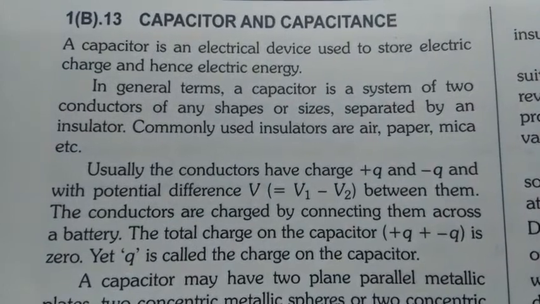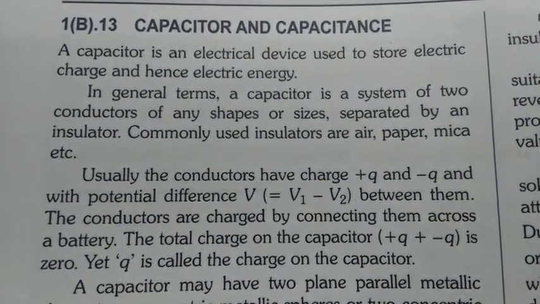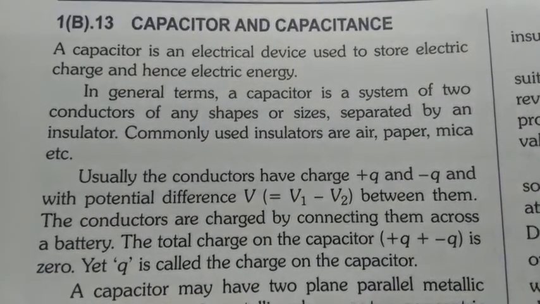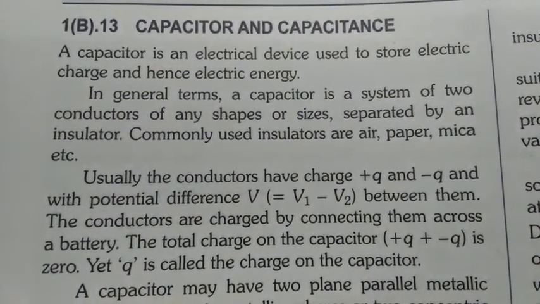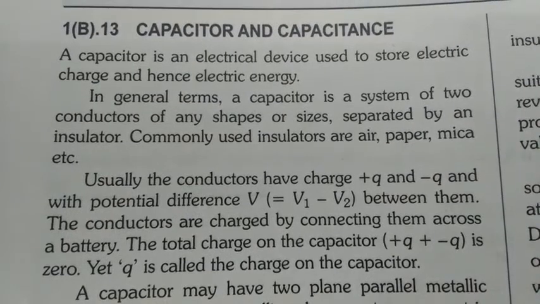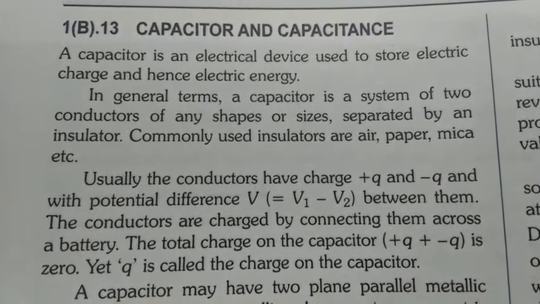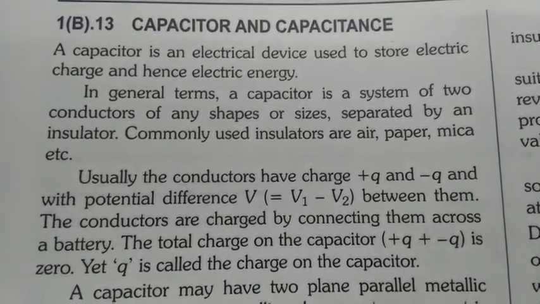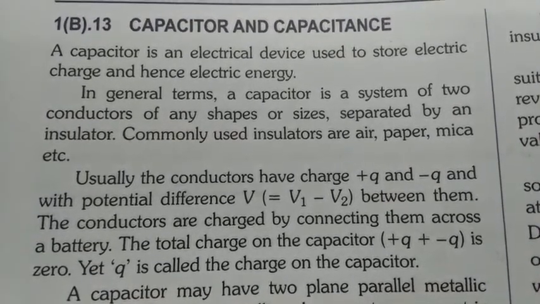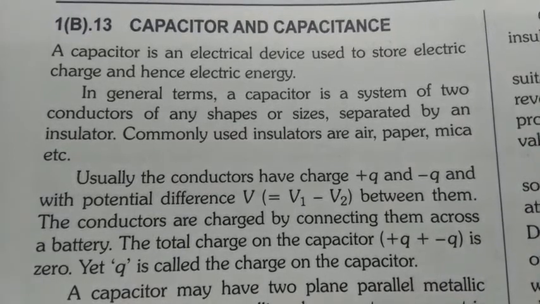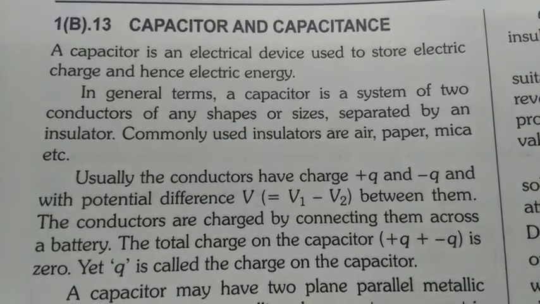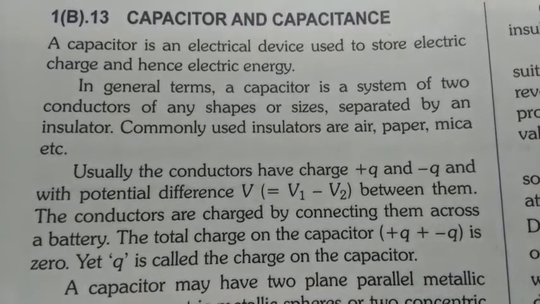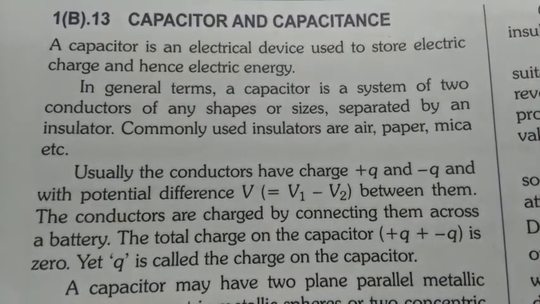Today one very important topic we are going to discuss is capacitor and capacitance. First of all, what is a capacitor? A capacitor is an electrical device used to store electric charge and hence electric energy. In general terms, a capacitor is a system of two conductors of any shapes or sizes separated by an insulator. Commonly used insulators are air, paper, mica, etc.